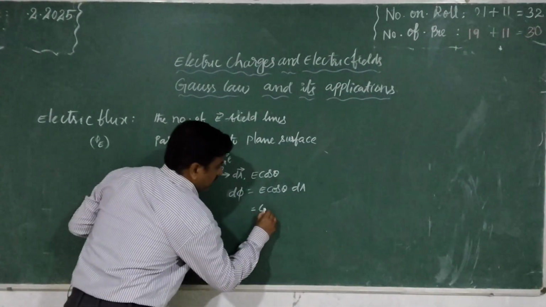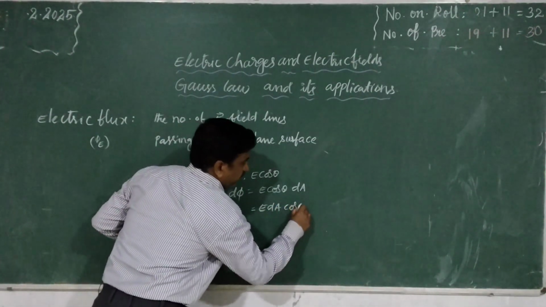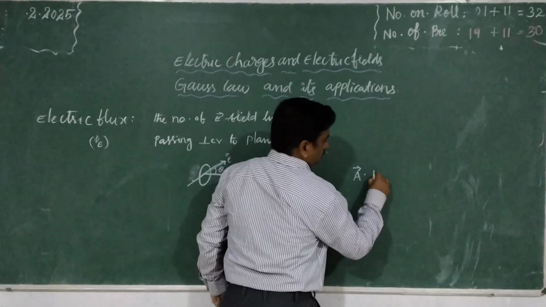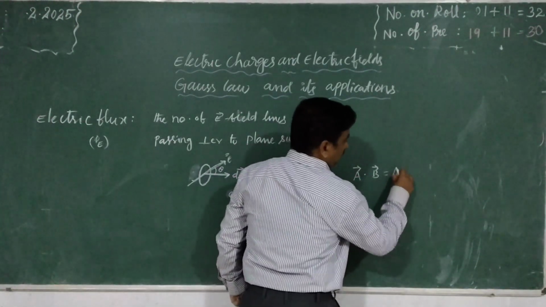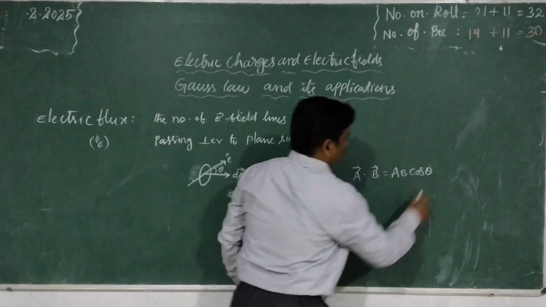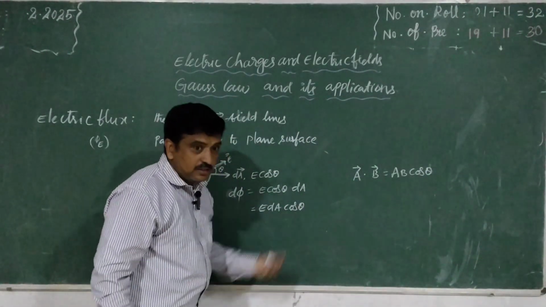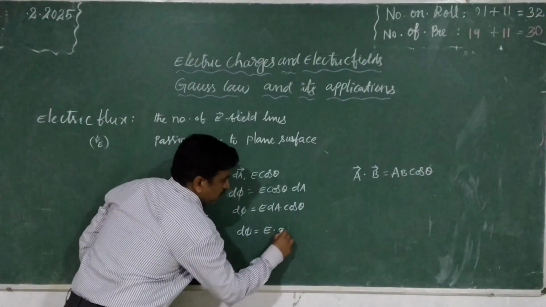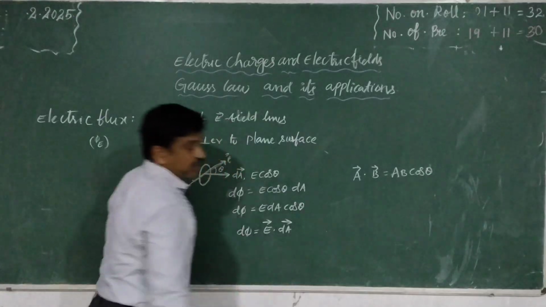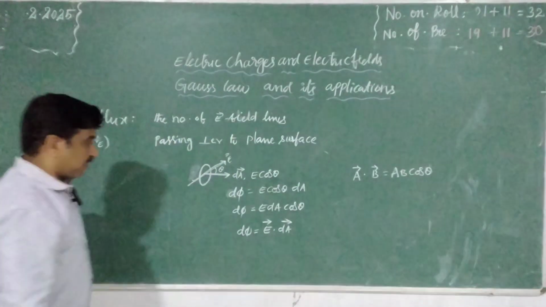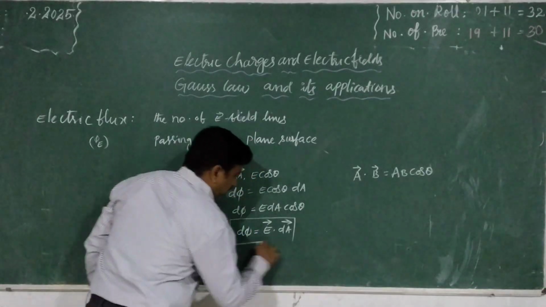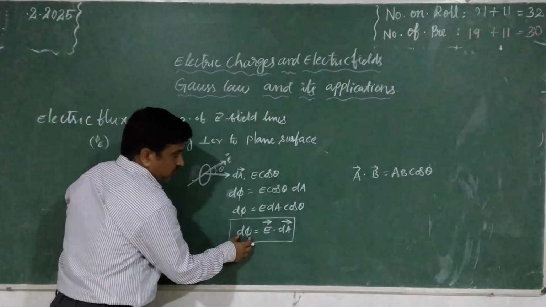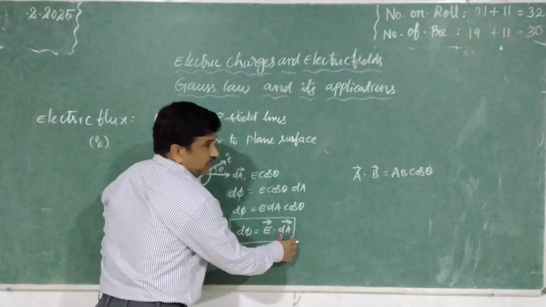We can write this as E dA cos theta. Actually in vectors, A vector dot B vector has the formula AB cos theta. See here, E dA cos theta. So we can write d phi equals E dot dA, meaning electric field vector dot area vector. Electric field vector dot area vector means electric flux. The formula here is E dot dA, the small flux, with the electric field and the small area vector.